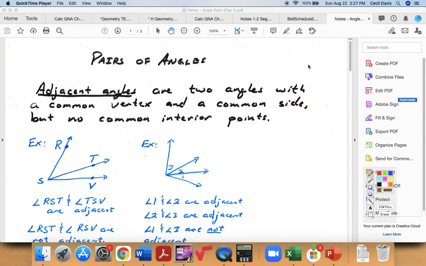This is going to happen pretty regularly in this class where, because of our constraints of test days and other calendar considerations, we will be going on into the next unit before we have tested on our current unit. So here we're going to be talking about pairs of angles.